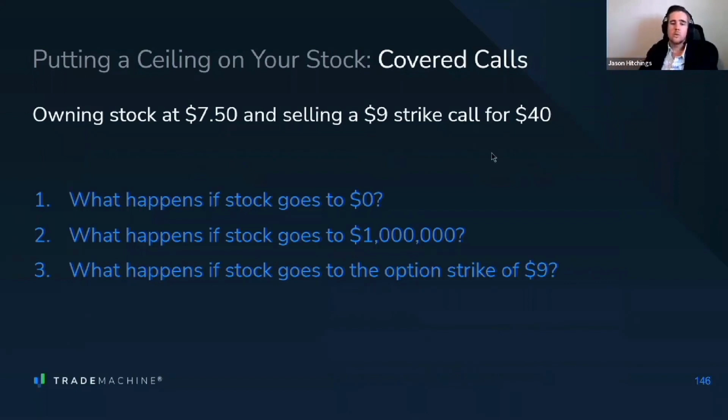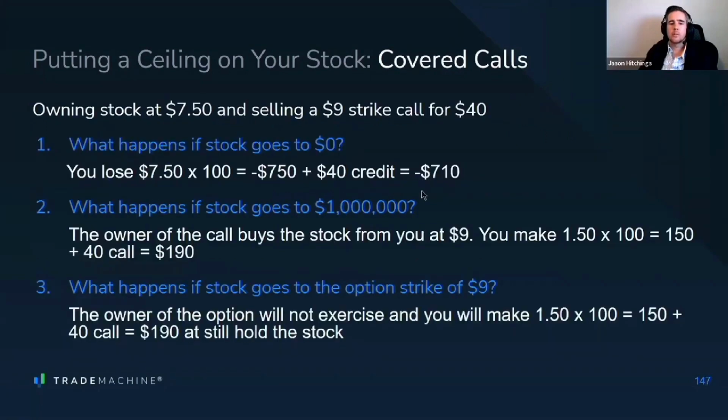So if the stock goes to 0, when we now own stock at $7.50 per share, and we collected $40 for one contract, what does our profit and loss look like if stock goes to 0? Well, you spent $750 and that goes to 0, and you have a $40 credit, and you're going to keep that credit, but you're still going to lose $710.